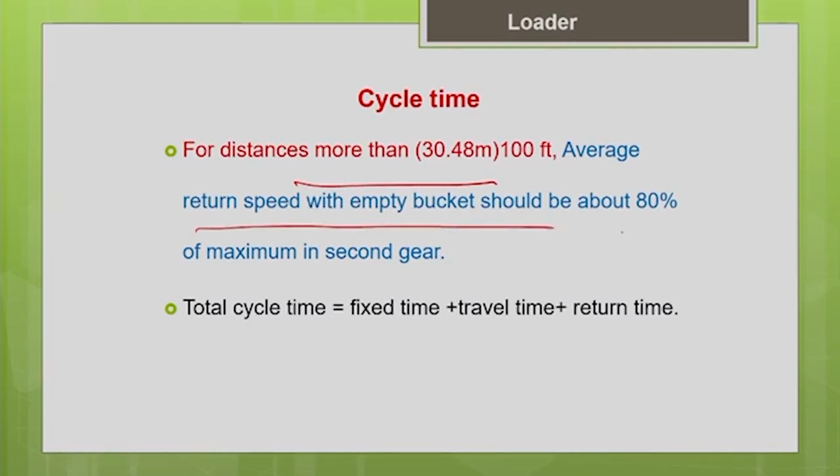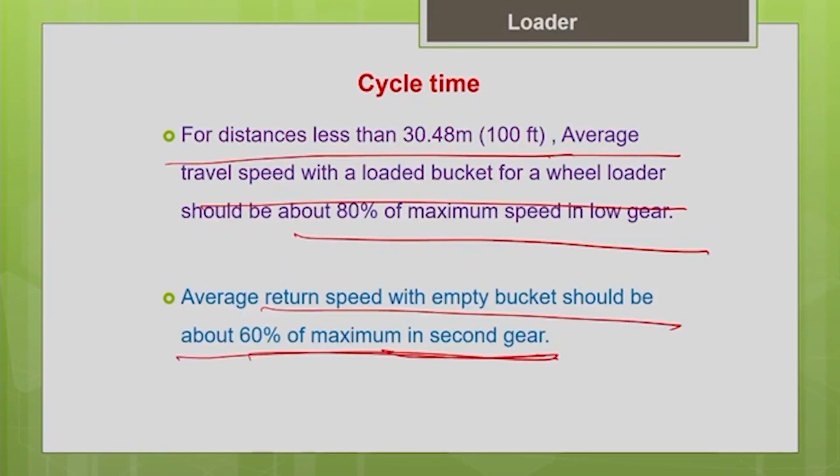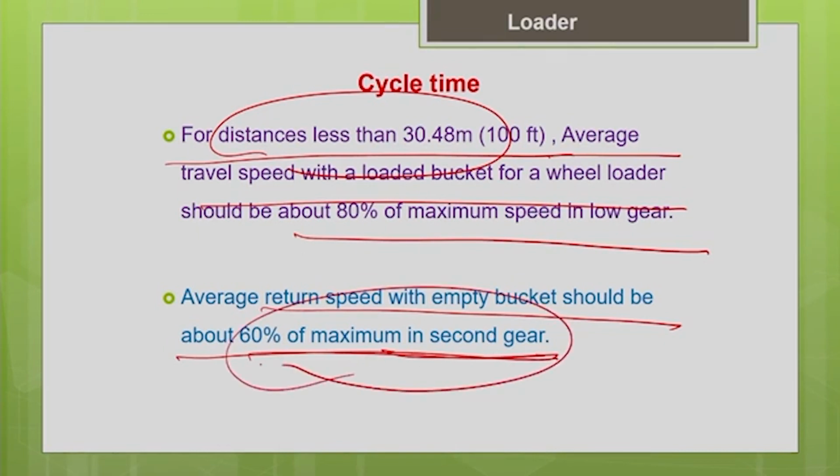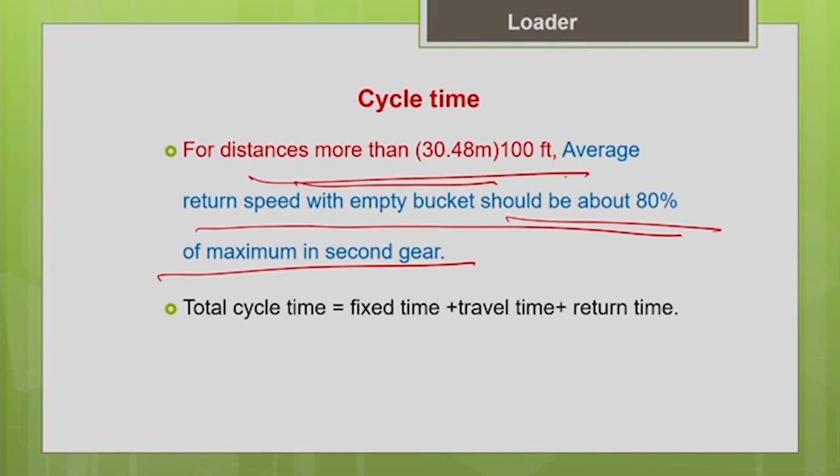The return speed for the empty bucket will be 80% of maximum speed in the second gear. Remember, when the distances are less than 30 meters, the return speed was only 60% of maximum in the second gear, but for distances greater than 30 meters, the return speed will be 80% of maximum in the second gear. It is greater for the greater haul distance. So, for the total cycle time, we have to add the fixed time plus your onward journey time as well as the return time.